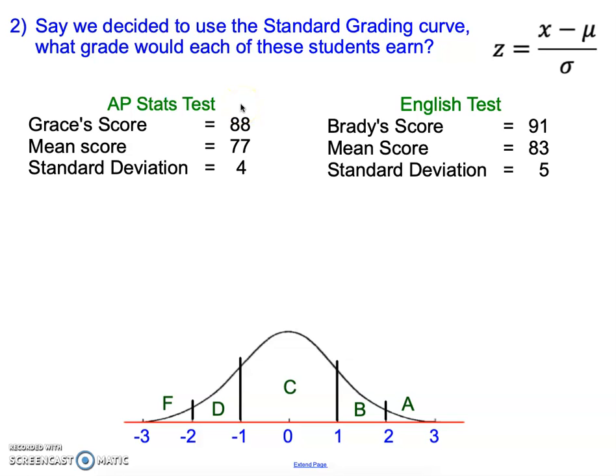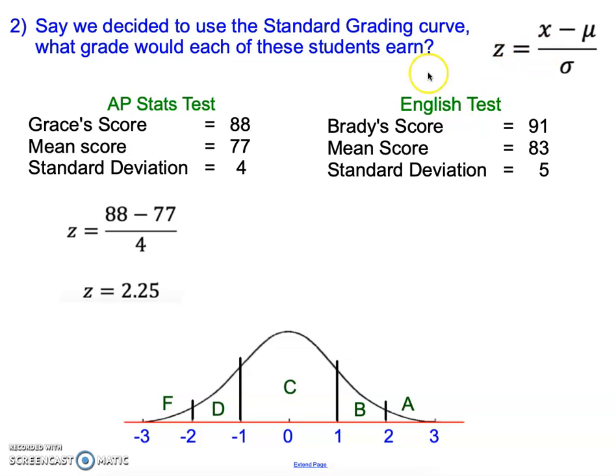Okay, on this page I have 2 students, Grace in AP Stats and Brady in English. Here are the scores they got on their test, and here are the mean scores for the class and the standard deviation. What I want you to do is determine a z-score for each of these students, and then determine what grade they would get in the class based on those z-scores. Pause the video, come back in just a moment.